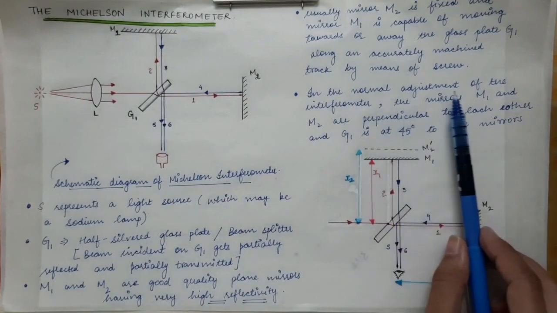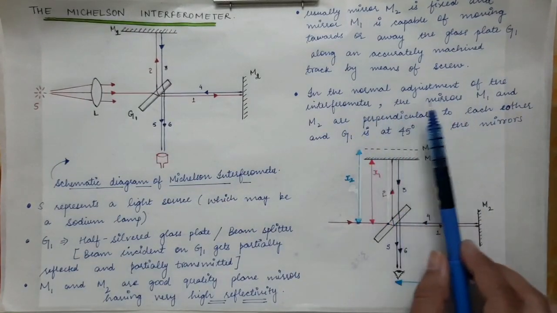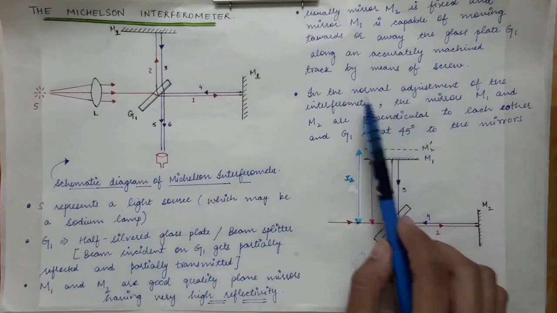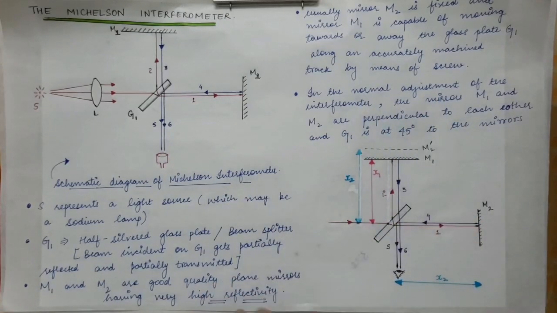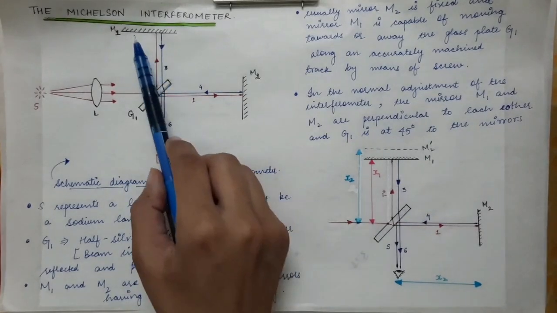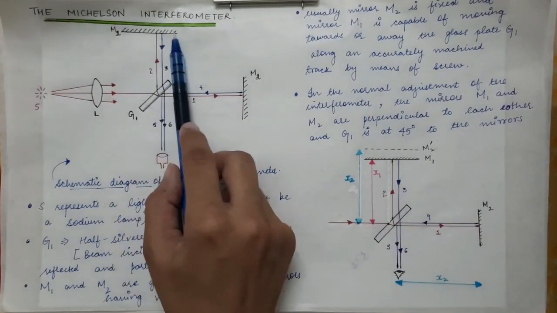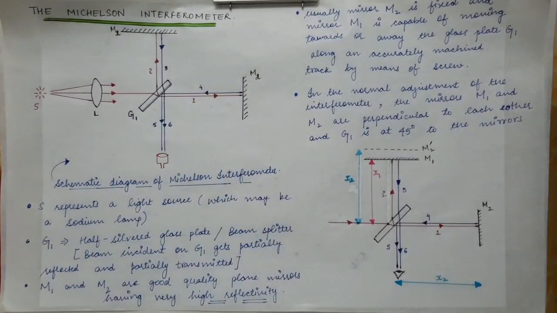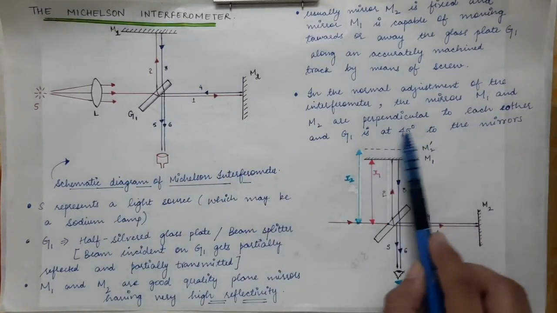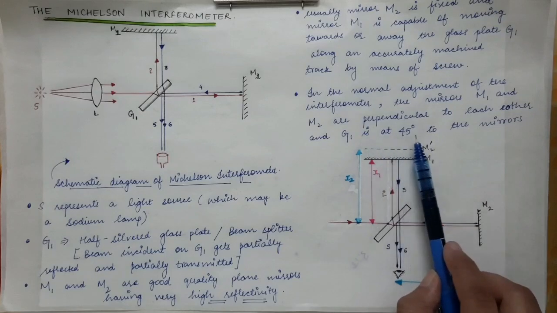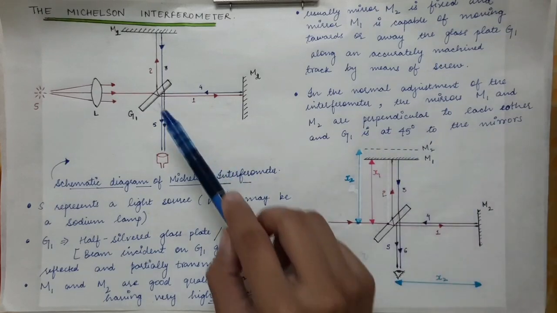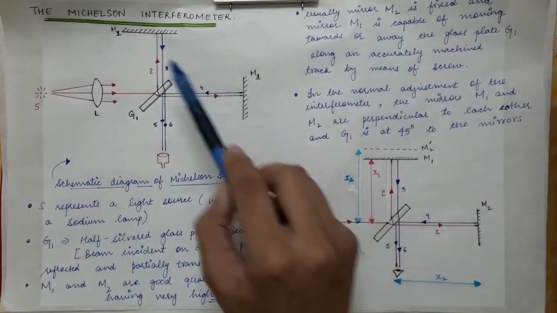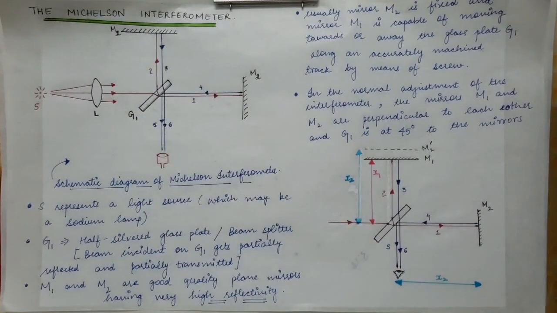Now in the normal adjustment of the interferometer, the mirrors M1 and M2 are perpendicular to each other. So the usual experimental setup is that the M1 mirror and the M2 mirror are both perpendicular to each other, and the glass plate G1 is at 45 degrees to the mirror, to M2 as well as to M1.